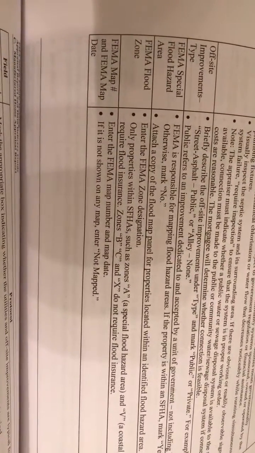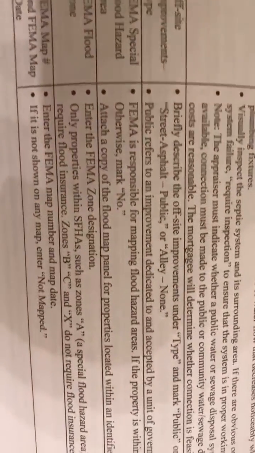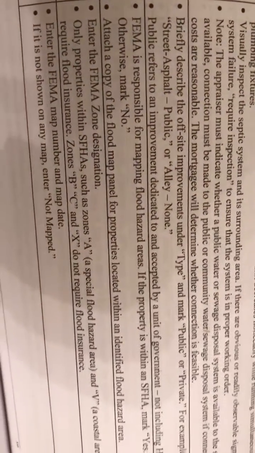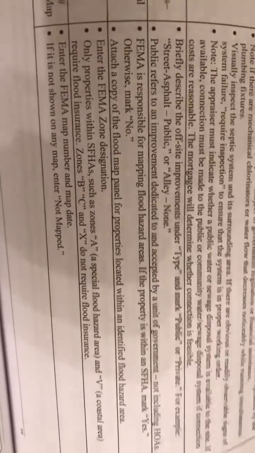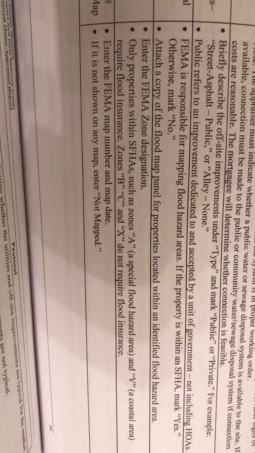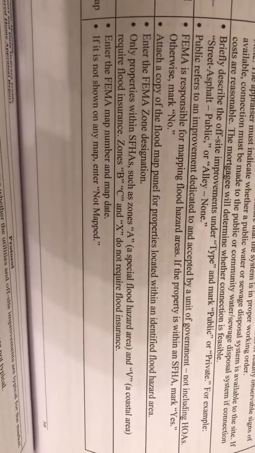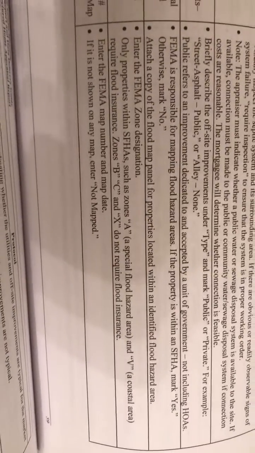Off-site improvements. Type. Protocol. Briefly describe the off-site improvements under type and mark public or private. For example, street, asphalt, public, or alley, none. Public refers to an improvement dedicated to and accepted by a unit of government, not including HOAs.